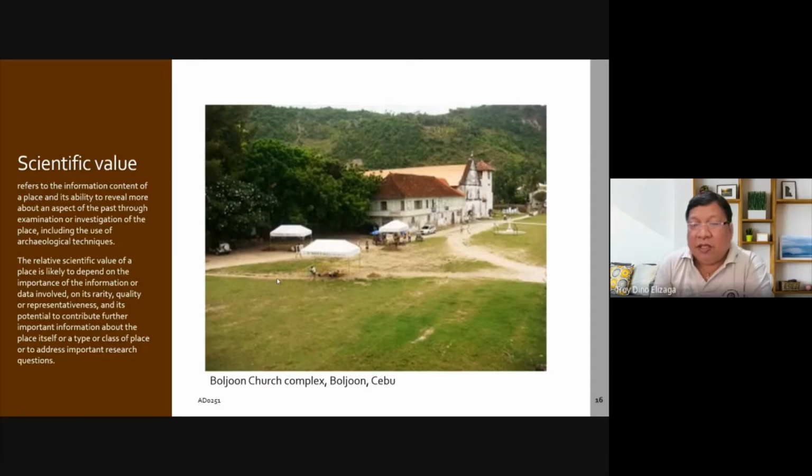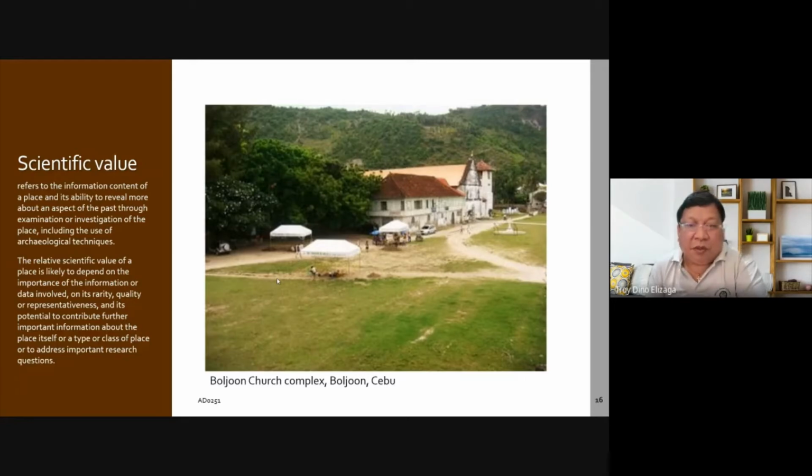Okay, so normally it refers to archaeological investigation, although not necessarily, because if the object is already above ground, not underground, then you don't need to excavate it. So you need to examine its historical value and scientific value also.